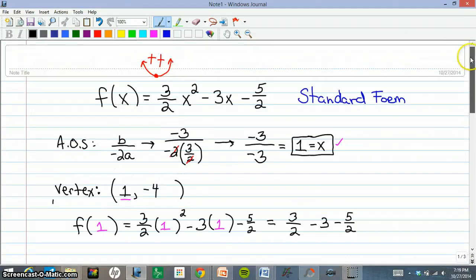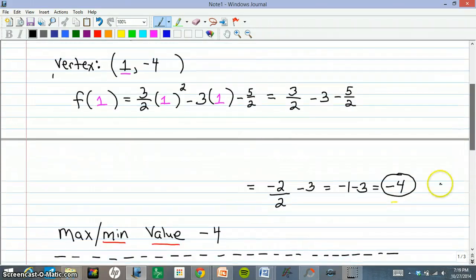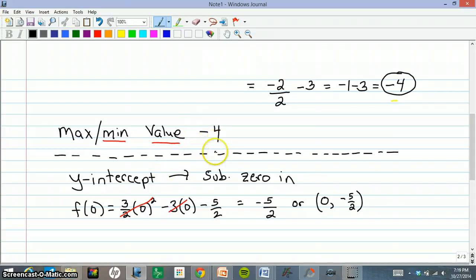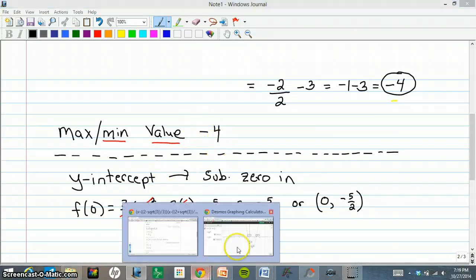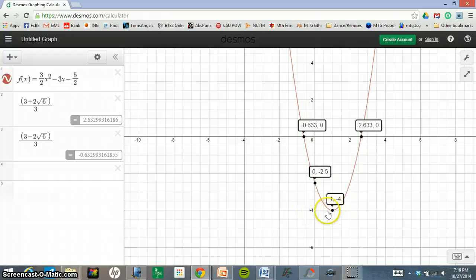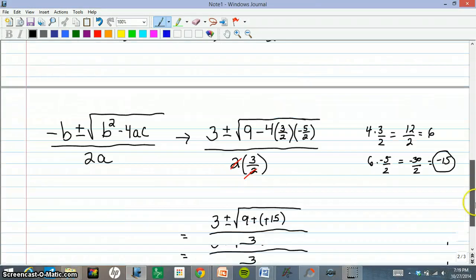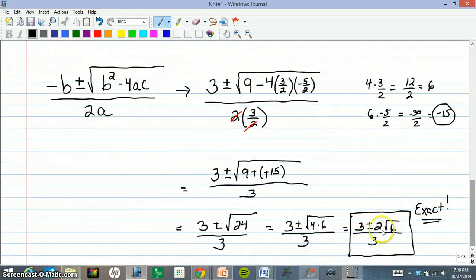Putting it all together, in standard form, find the axis of symmetry first, knowing this formula, negative b divided by 2a. That is your axis of symmetry. Substitute that value in. Find the output of the vertex at negative 4. Our minimum value therefore is negative 4. And just to remind ourselves, that's the smallest place of the graph. The graph never goes below that. And then our y-intercept was negative 5 halves, or negative 2.5. And here are our exact zeros.